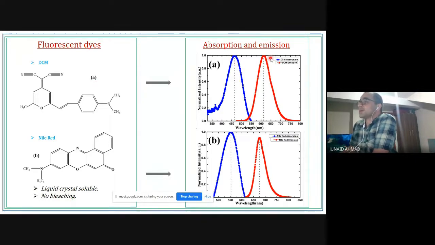These are the absorption and emission spectra corresponding to these dyes. So basically, we excite these dyes anywhere in this absorption peak, and we get the emission spectra in these peaks anyway.